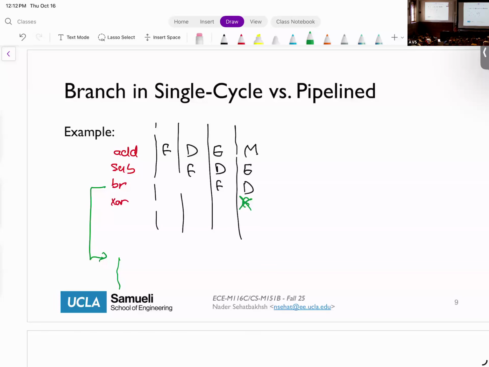And as I said, in single cycle, this problem does not exist because you do all the fetch, decode, execute, memory, and write back in one cycle, and then do the next cycle again, the whole thing. So you already know this.